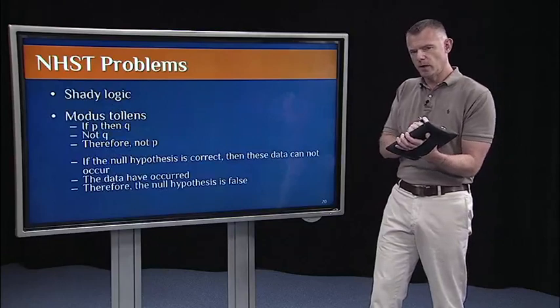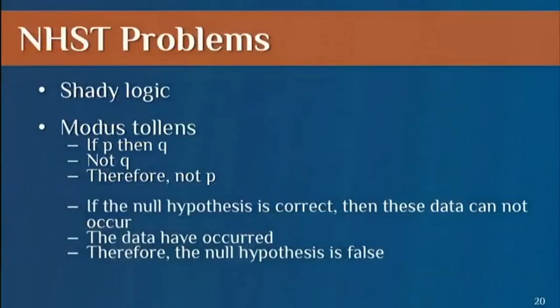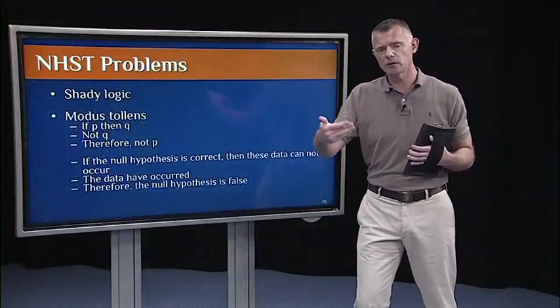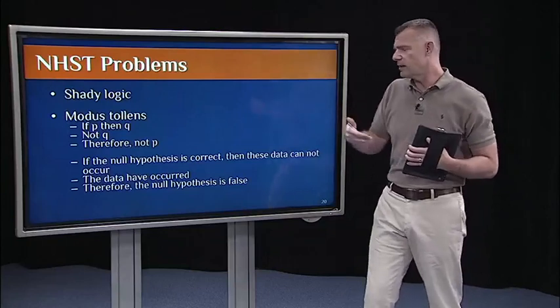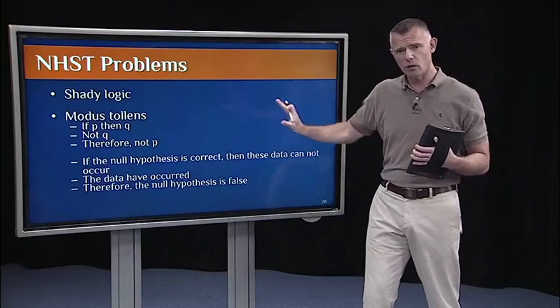And finally, NHST forces you to engage in what I call shady logic. At first, it seems very clear. If you remember from basic logic class, modus tollens, everything on this slide is perfectly valid. Modus tollens just says, if P then Q, not Q, therefore not P. That's all valid. It would be valid if we said exactly that. If the null hypothesis is correct, right, we assume the null to be true, then these data that I obtain in my experiment cannot occur. The data have occurred, therefore the null hypothesis is false. That's exactly modus tollens, that's all valid.